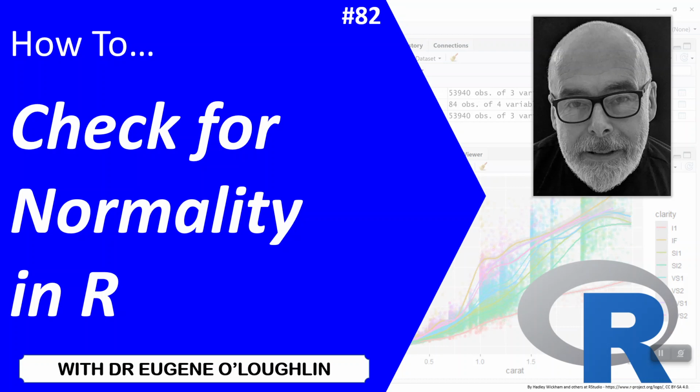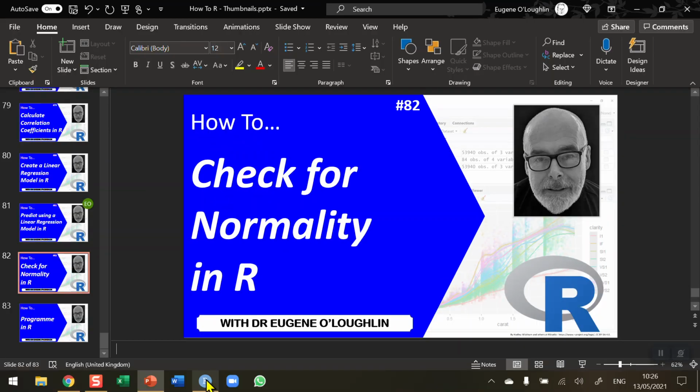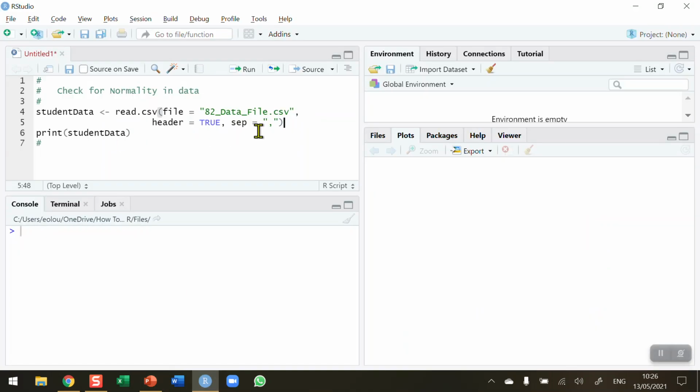In this video, we're going to learn how to check for normality in data using R. When we want to conduct some statistical tests, it's often very important to check to see if our data set is normally distributed or not, because the type of statistical test performed could depend on whether our data are normal or not.